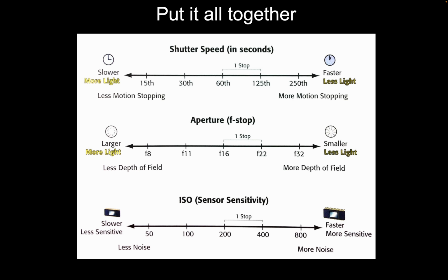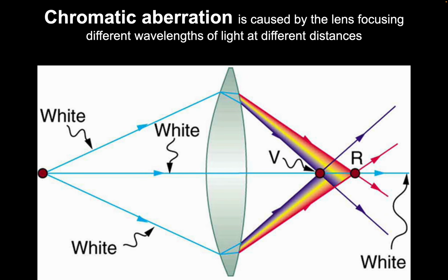All right, so if we put it all together, you can increase and decrease the amount of light based on these three different things: your faster or slower shutter speed, your larger or smaller aperture, and your more or less sensitive sensor with ISO. All right, I have just a few other things to cover.